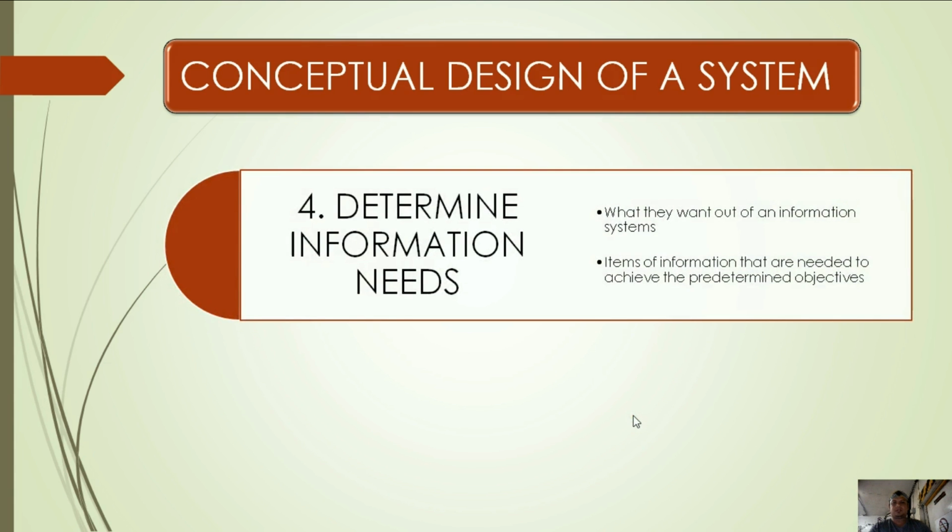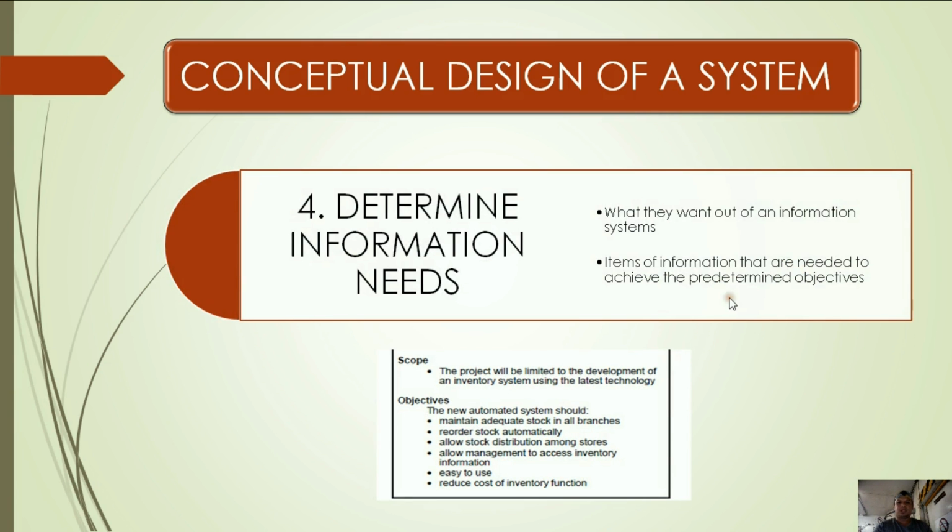Fourth step is to determine information needs. What they want out of an information system, and the items of information that are needed to achieve the predetermined objectives. So in our sample, the scope is that the project will be limited to the development of an inventory system using the latest technology. So this is the information that they want, a new system for their inventory. So this predetermined objective can be outputted or can be resolved.